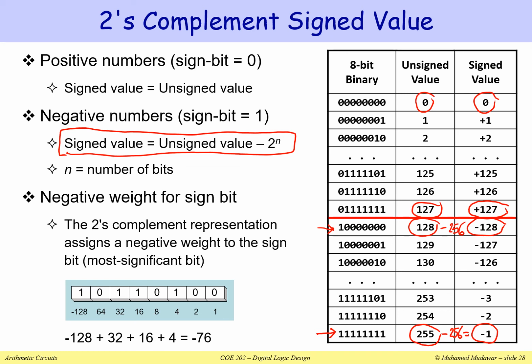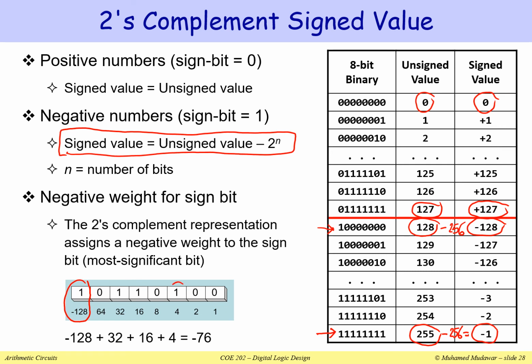There is another way. You can say that, given any negative number, the most significant bit is the sign, and it has a weight. So for example, if we are using 8 bits, then the weight of the sign bit will be negative 128. The remaining weights are exactly the same.